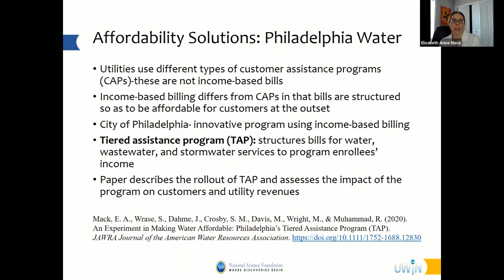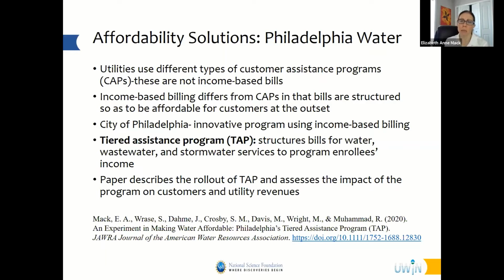Okay. So thinking along the lines of solutions, I'm going to focus on the case of the Philadelphia Water Department. And I want to talk a little bit just about customer assistance programs in general. Customer assistance programs are one strategy, as I mentioned, that utilities can take to help people afford their bills. So this could be a senior discount, a low-income discount, some sort of subsidy or discount for adopting water-saving appliances. But irrespective of the variety, and there are several of these programs, these are not income-based bills. So you still run into the issue of people that make less money might be more challenged when it comes to making water payments.